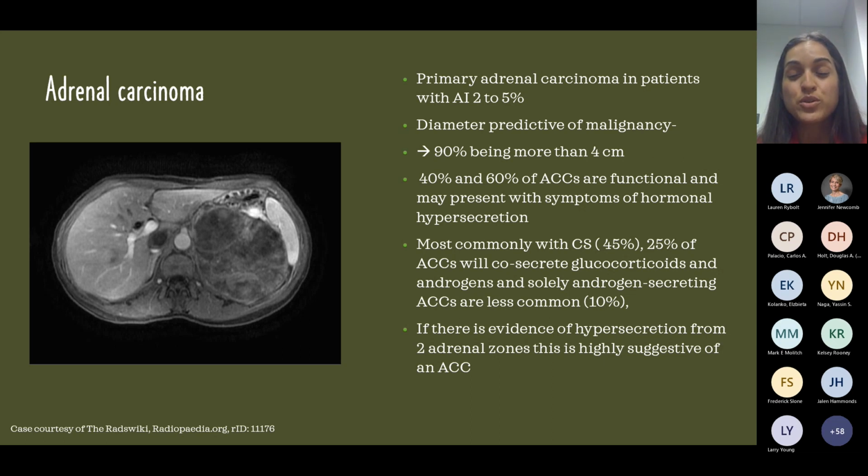And typically, we are going to have secretion of one or two, or maybe more, of the adrenal gland hormones. So if there is evidence of hypersecretion from 2 adrenal zones, this is highly suggestive of adrenal carcinoma. And most commonly, it's going to be excess of cortisol, around 45% of the cases. And then we can also have around 10% excess of androgen.